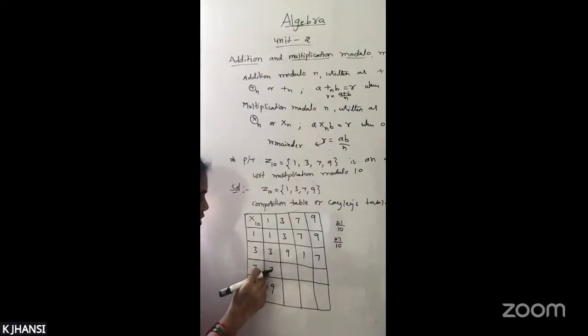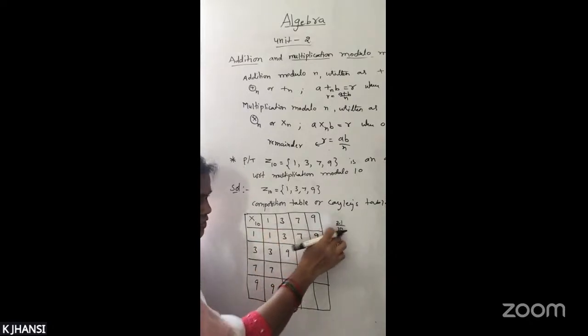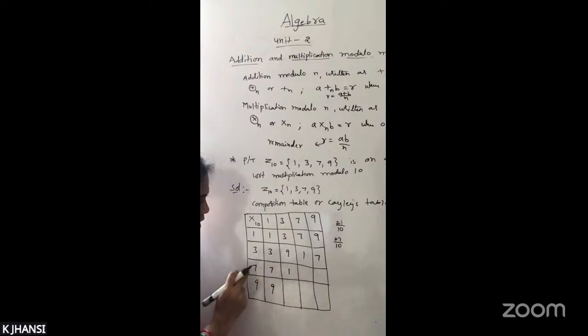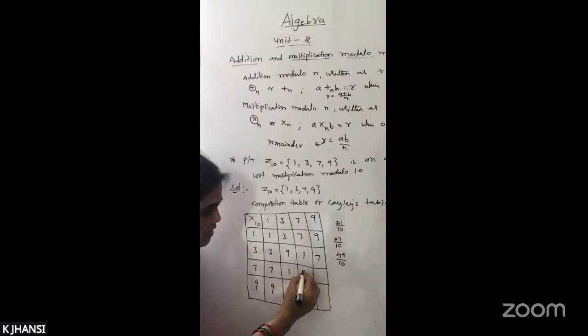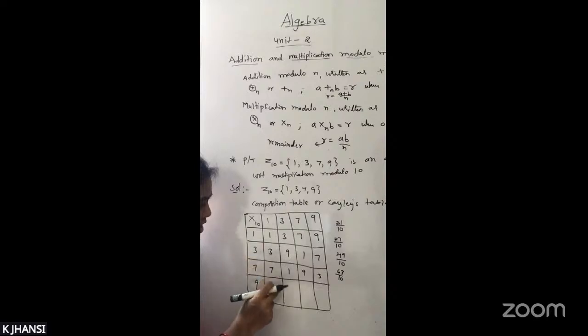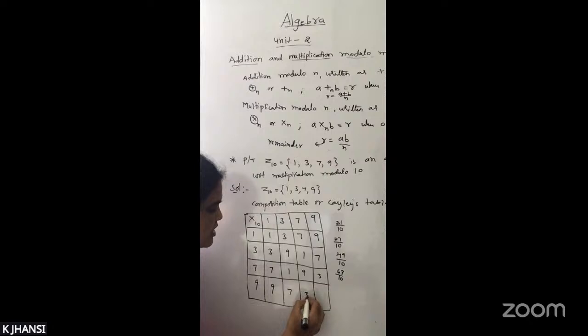Next, 7 ones are 7, we have written. 7 threes are 21, just now we have seen, no? So 1 will be the remainder here. 7 sevens are 49, 49 by 10 means 10 fours are 40, 9 will be the remainder. 7 nines are 63, 63 by 10 means 10 sixes are 60, 3 will be the remainder. Next, 9 threes are 27, so 7 you will get. Next, 9 sevens are 63, so 3 you will get. 9 nines are 81, so 1 you will get.